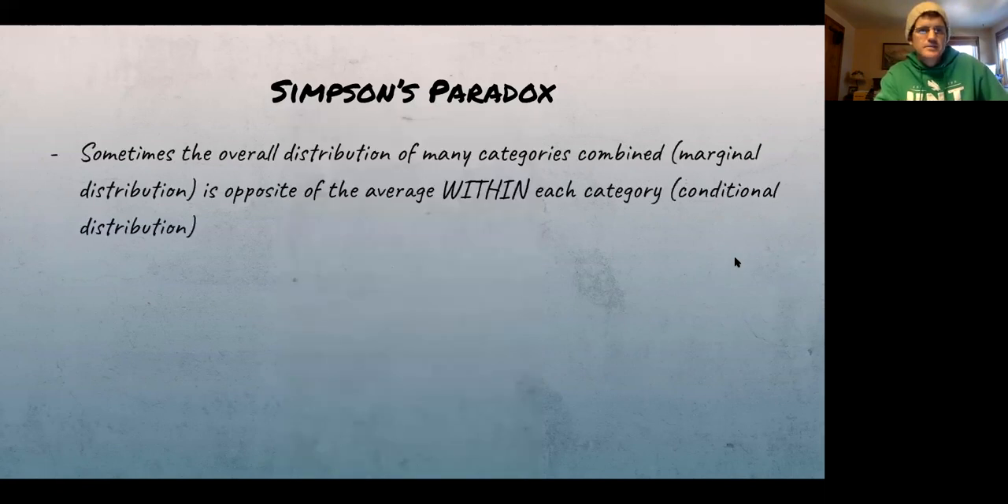Let's look at Simpson's paradox. Sometimes, and there's a really good example in your textbook, if I recall correctly. The idea behind Simpson's paradox is that the overall distribution with many categories combined can paint a different picture from what happens if you look within each category. So the marginal distributions can paint a different picture than the conditional distributions do.